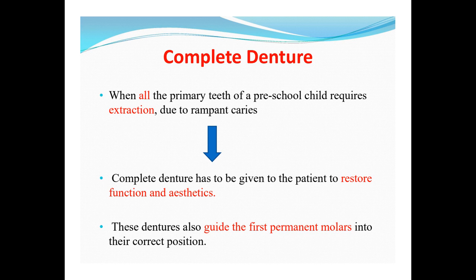Now moving to something called complete denture. In children who are having rampant dental caries, there is loss of multiple primary teeth. You have to extract, so you have to go for a complete denture, or in syndromes like ectodermal dysplasia causing anodontia, you have to give a complete denture. This complete denture is given for restoring the function and aesthetics of the patient. These dentures can also act as a guide for the underlying permanent molars for eruption.